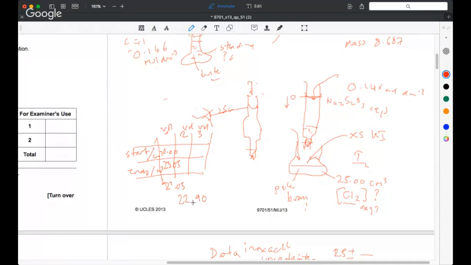Okay, now it's not good enough just to know that you've been careful on this occasion. You need to keep going until you get two results that are within 0.1 of each other. The word for that, if you just keep going and going, it might take you 3 or 4 times to get it, is concordant: until you get 2 results that are within 0.1 centimeter cubed of each other.